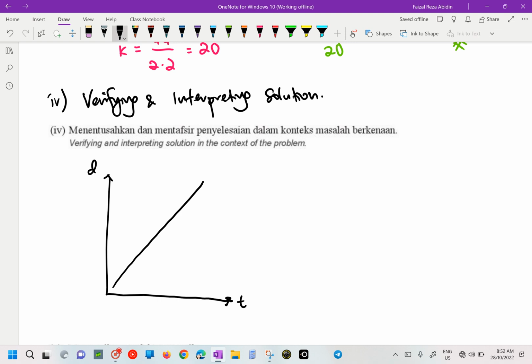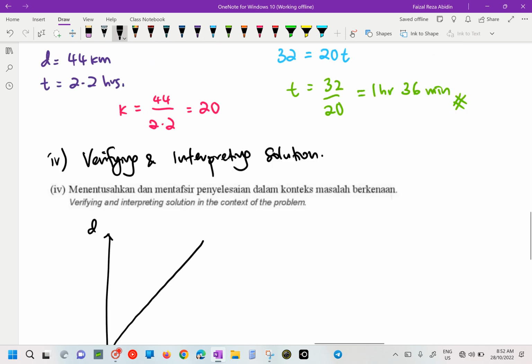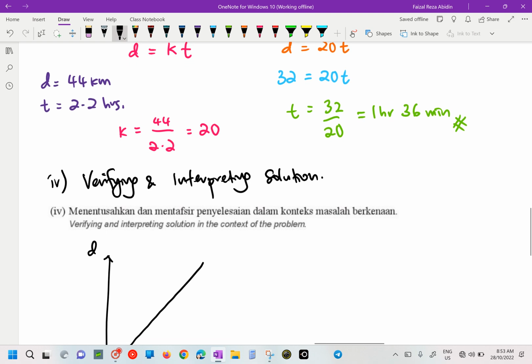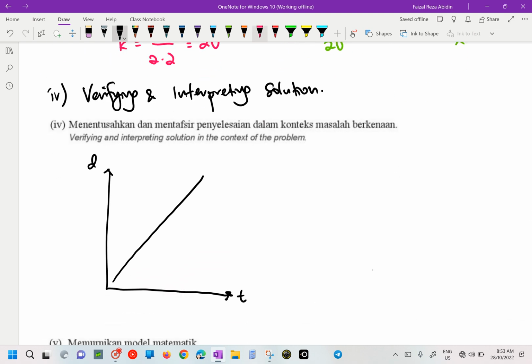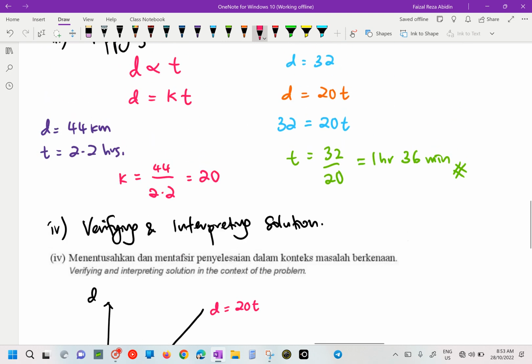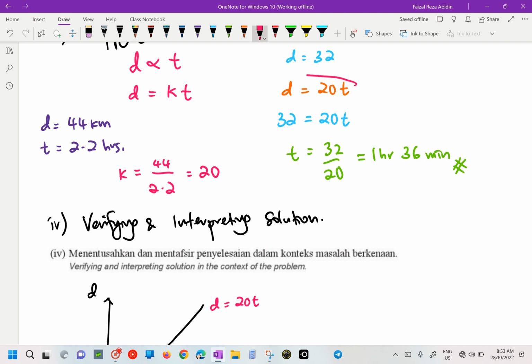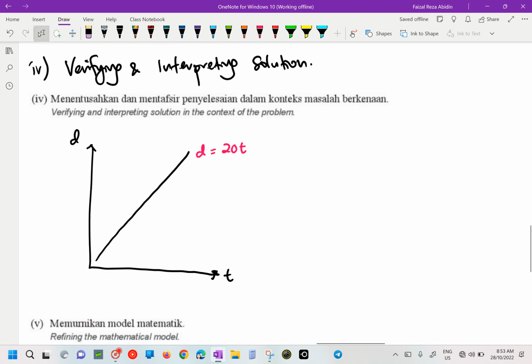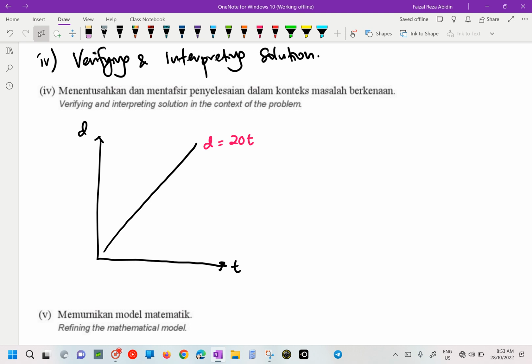Directly proportion over here. So we are going to have over here that D equals to 20T. Graph over here you are going to get D equals to 20T kan tadi? D equals to 20T. So we are going to get over here verifying and interpreting solution in the context of the problem over here. We are going to get our linear function kan? Betul tak?